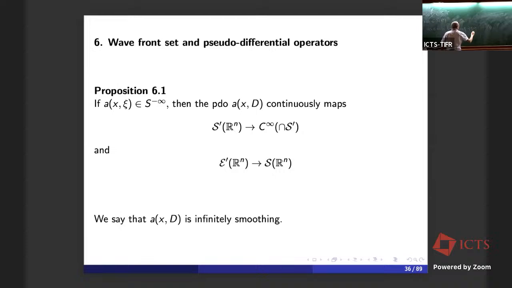Okay. Now, if you look carefully, if A, the symbol A(x, ξ), lies in this class, you just have to look at the definition of the class S^m. We say that A is in S^m if ∂x^β ∂ξ^α A is bounded by some constant. Okay. So this holds for any m.